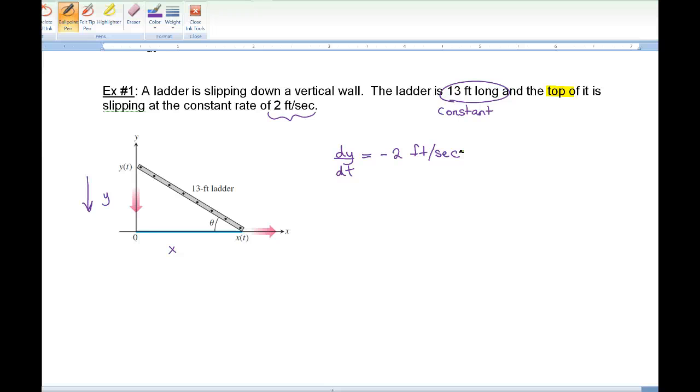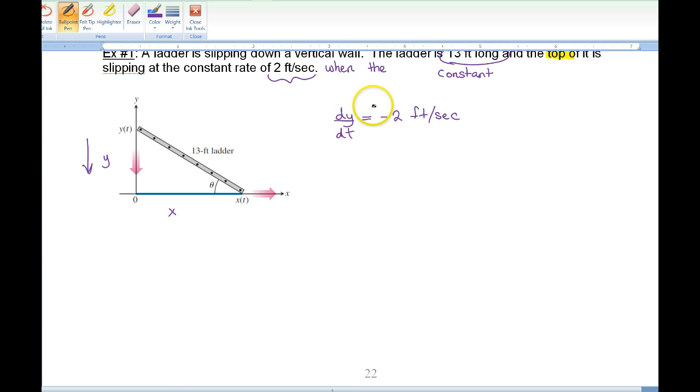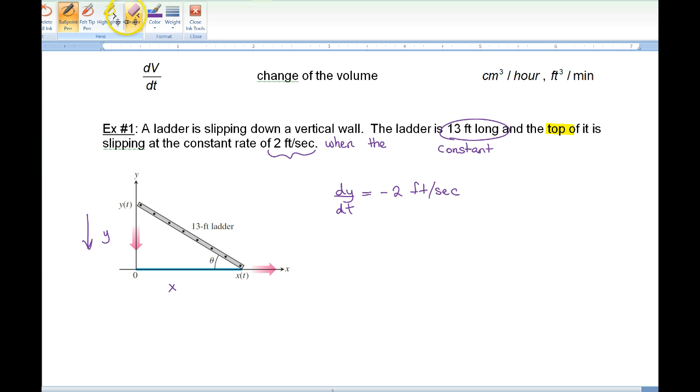What's just the change in y on its own? I just realized I'm missing another piece of information. Yeah, because we don't know the... Hold on. I was going to say that. The top is slipping down at the constant rate of 2 feet per second when... I'm missing the rest of the problem. That's weird. So what is it, flat on in terms of the ground or something?